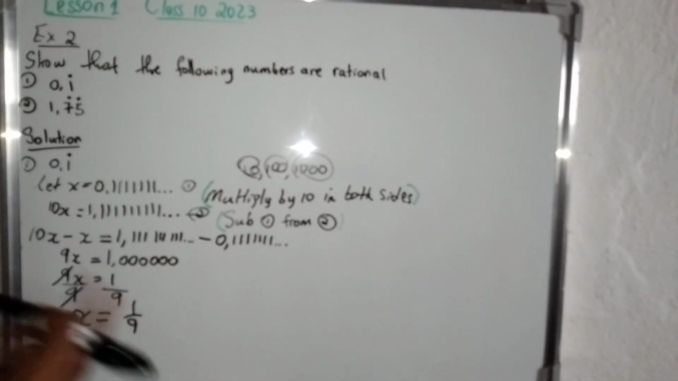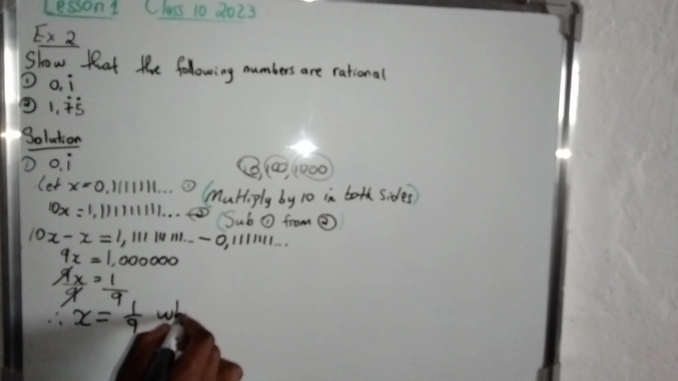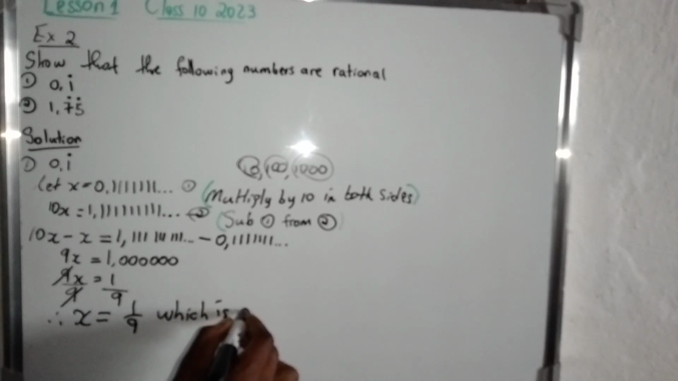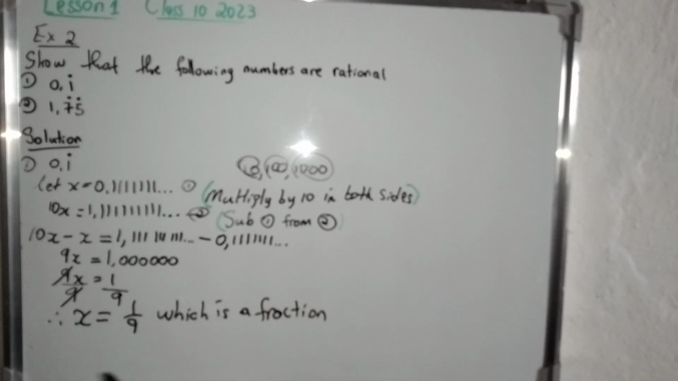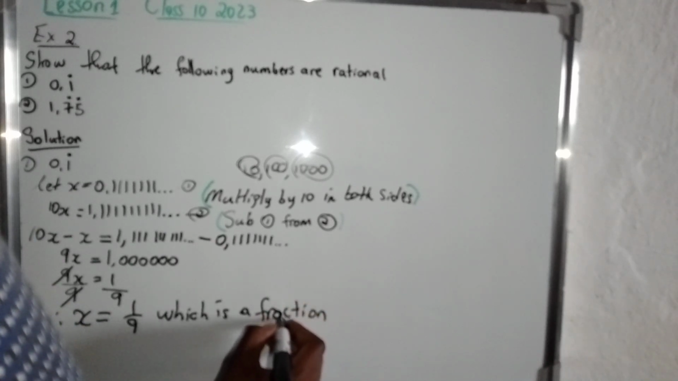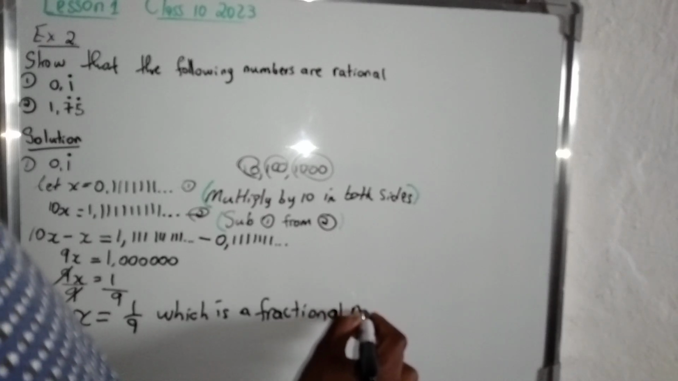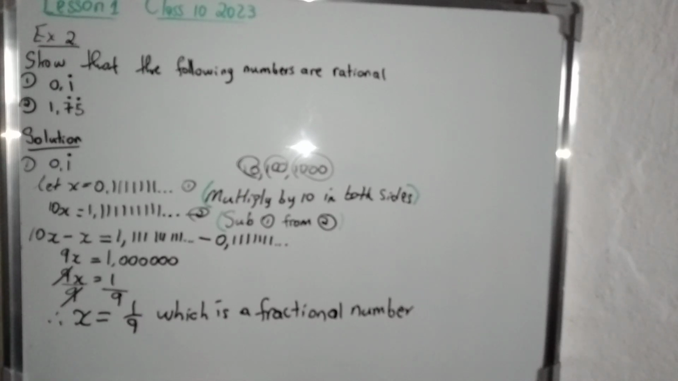How do we know that? Because it is a fraction. So therefore, let me just indicate here, x is equal to 1 over 9, which is a fraction. Or maybe we can say it is a fractional number. Yeah, I can just put it that way because it is a fractional number. Right. So we've now done proving the first one. Now let's go together again and prove the second one.